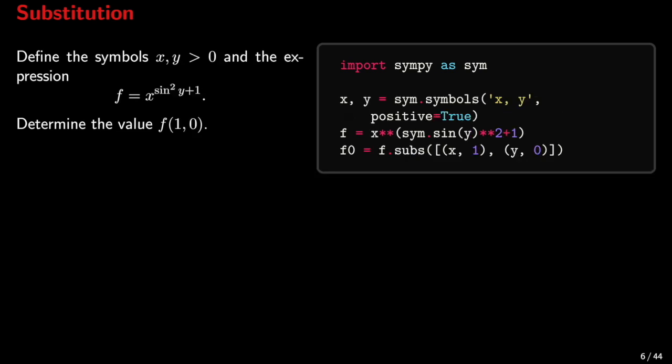To understand this a little better, take this expression, which depends on two symbols, x and y, both of which in this case are positive. We want to substitute x equals 1 and y equals 0. We call the method subs like this. We provide a list of two substitutions. x, 1 means x is set to 1. y, 0 means y is being set to 0.